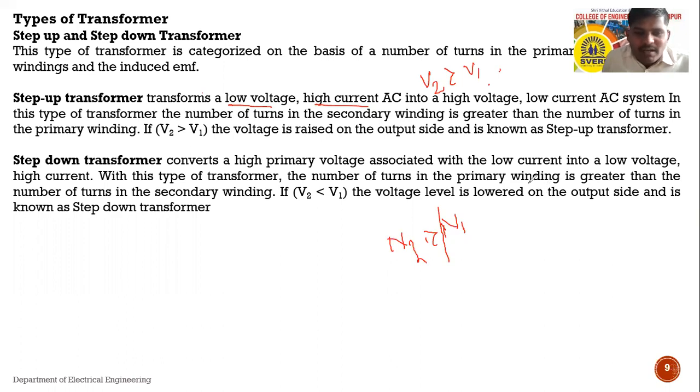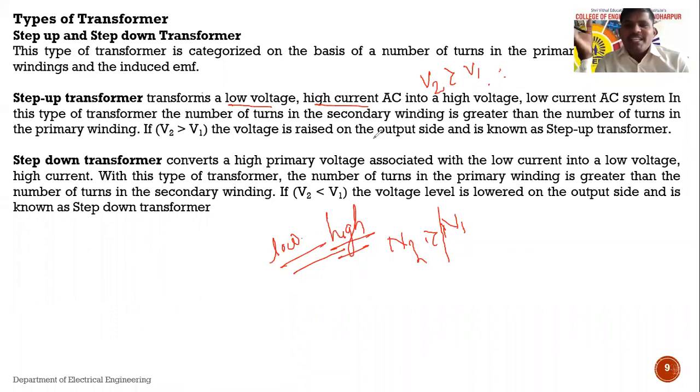Okay, so see, if the primary side is having a low voltage, it is having a low voltage, at that situation the current at the primary side should be high. And on the secondary side, if we are stepping up the voltage, that means voltage increases but the current value should be low. So it will transfer a low voltage high current AC into a high voltage low current AC. So this one is the MCQ question, that is high current high voltage low current AC system.